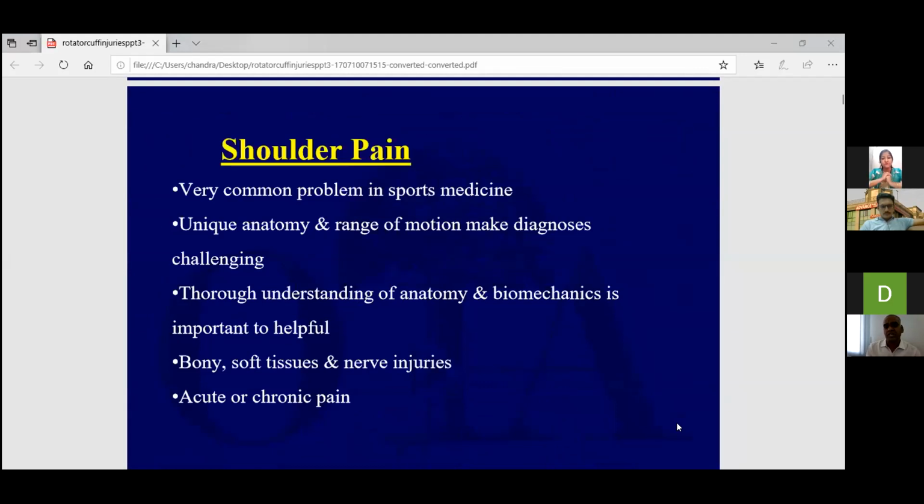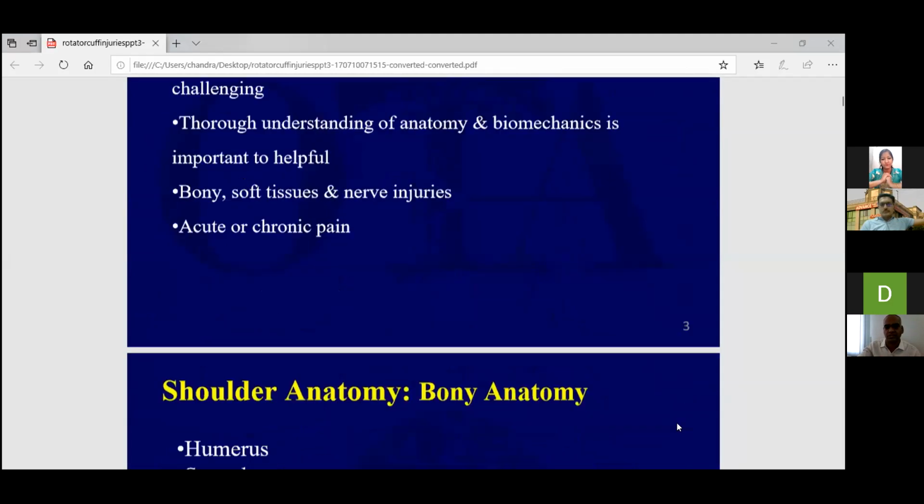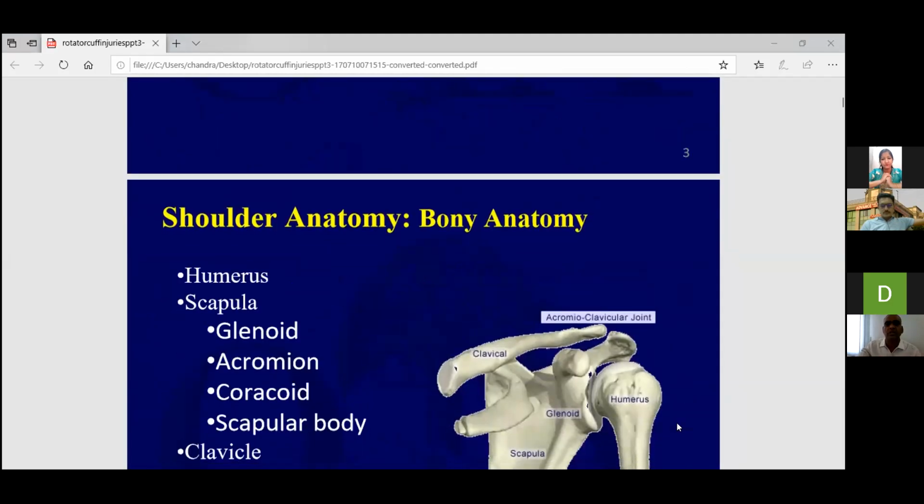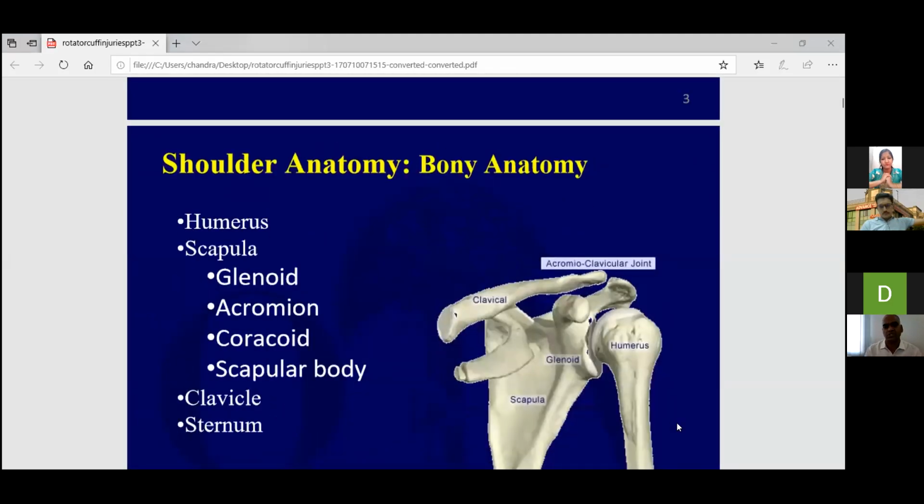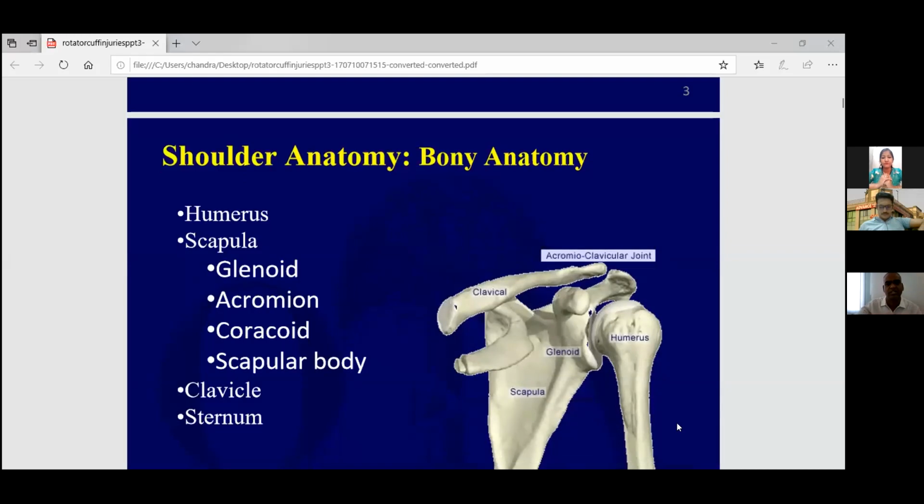Bony, soft tissue and nerve injury is sometimes associated with all types of shoulder injuries, and acute or chronic pain is one of the most common symptoms, especially in rotator cuff injury. Just see here the unique anatomy of the shoulder joint. You all know about the humerus, scapula, glenoid cavity, acromion and coracoid process of the scapula, scapular body, clavicle and sternum. All these structures make the shoulder joint anatomy and physiology complex. That's why it's a very common injury.